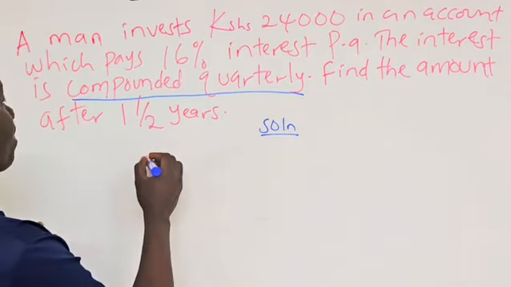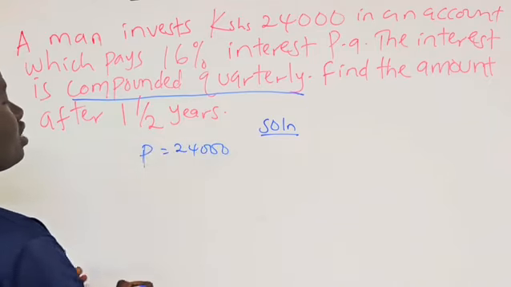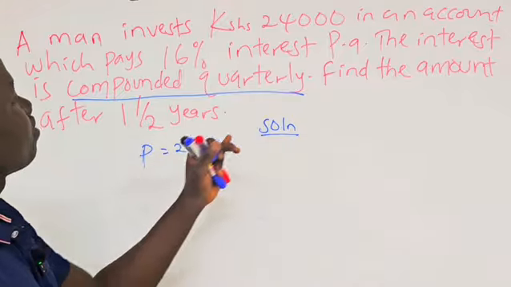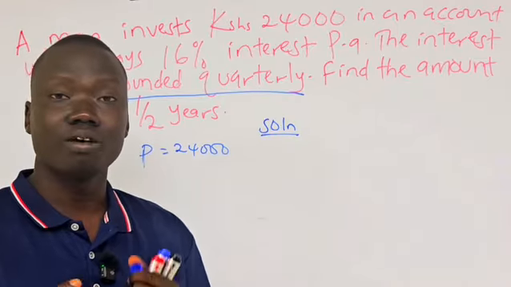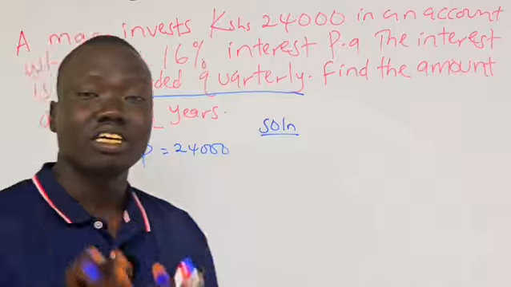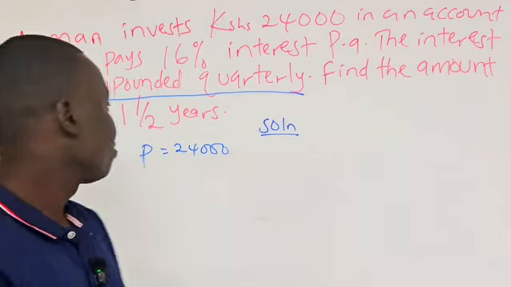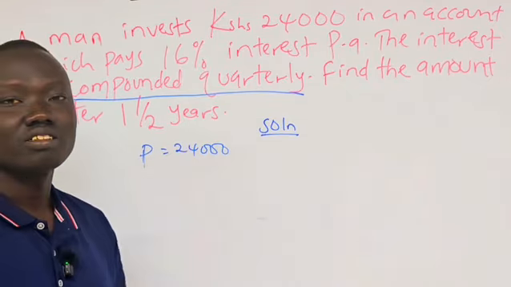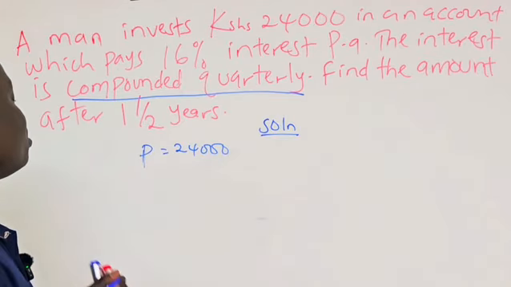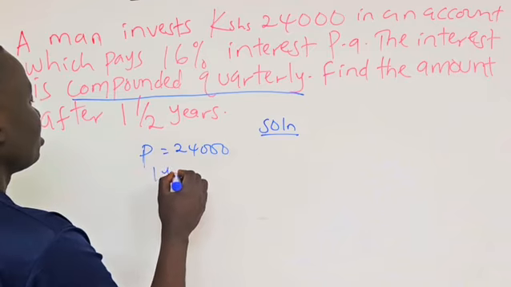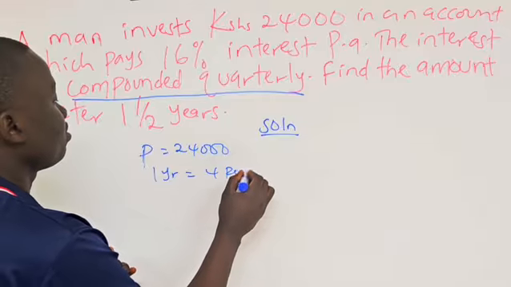Okay, let's see. The deposit or the principal is 24,000 Kenyan shillings. The interest is compounded quarterly. What does it mean here? If the interest is compounded quarterly, it means there are 4 periods in a year, but we have 1.5 years. So how many total periods do we have? In a year we have 4 periods.